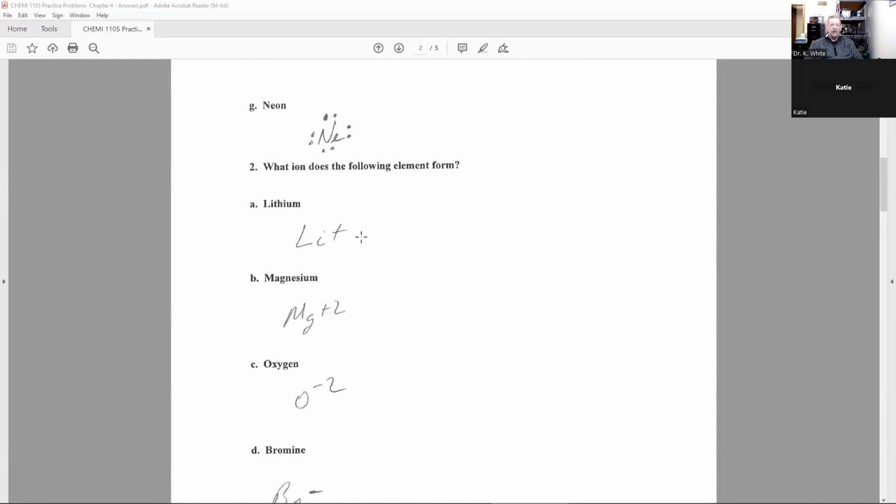Now, next one is, what ion does the following element form? How do you do that? Let's do lithium. Give me a second to redo something. There, I got that fixed.